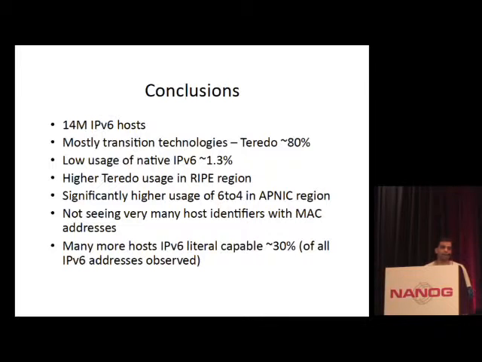So in conclusion, in this experiment, we studied what IP addresses you observe in the wild, and then we decode what information we can just from the structure of the IPv6 address. We observe about 14 million unique addresses, mostly transition technology. So apparently that is a success. Transition technologies are working. We just hope we can see greater native v6 usage pick up. And of course, in terms of regional trends, we observe higher Teredo usage in the RIPE region and much greater 6to4 usage from the APNIC region.